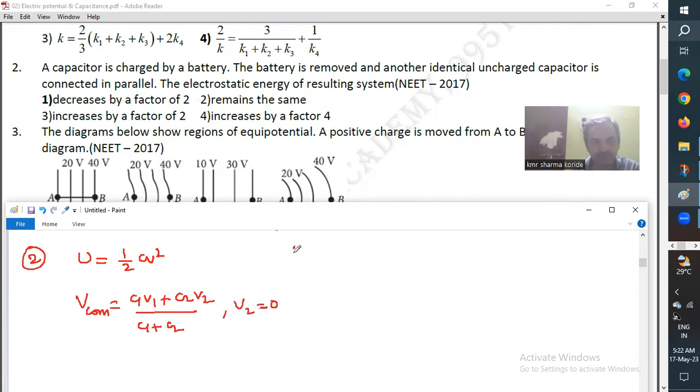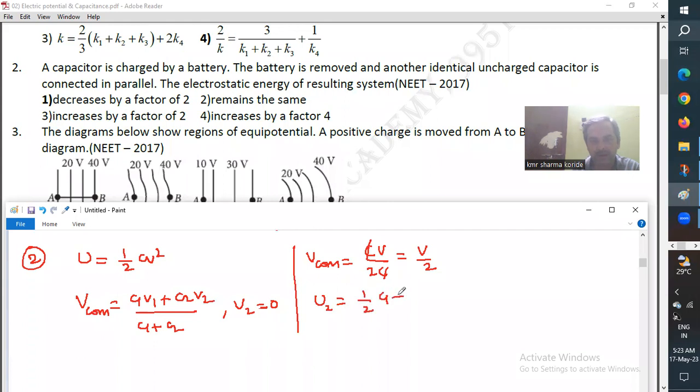So you'll get that V common is equal to C, capacitance is C only, so therefore CV by, this is C plus C, identical only, so therefore 2C. So the new potential V common is V by 2 now. The electrostatic energy of the resulting system, when uncharged capacitor is connected in parallel, so what is the electrostatic energy of the resulting system? Therefore, when they are connected, you call this is U2.